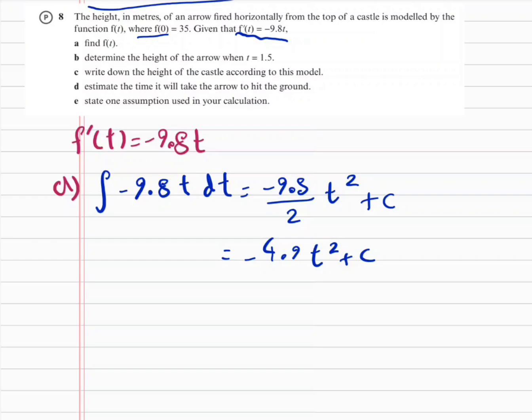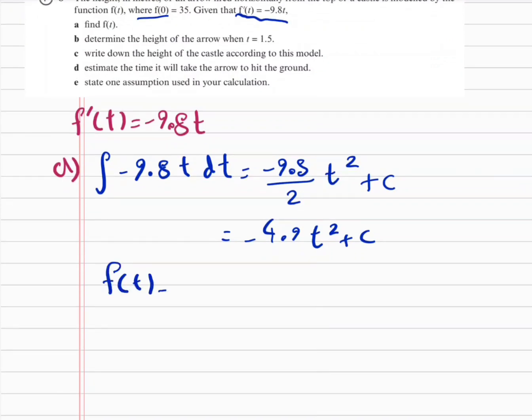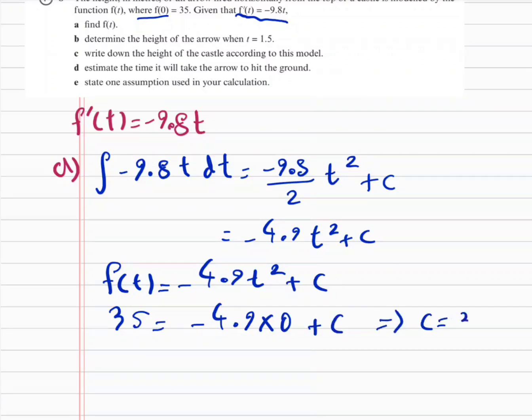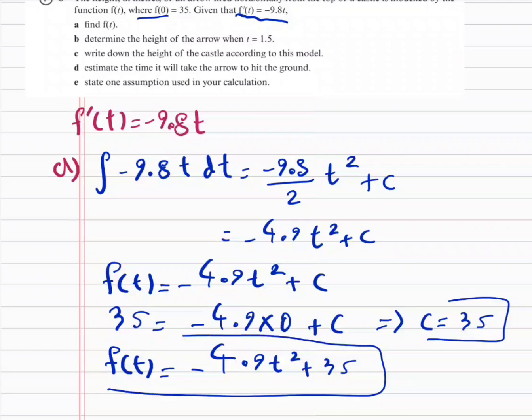So we can first rewrite this as f of t is equal to minus 4.9 t squared plus c, and now we can use the fact that f of 0 is equal to 35. So that means f of t is equal to 35 when 0 is substituted into the function. So minus 4.9 times 0 plus c. So this gives us 35 for the value of c. So f of t is therefore equal to minus 4.9 t squared plus 35. So this is f of t, and the answer to part A.